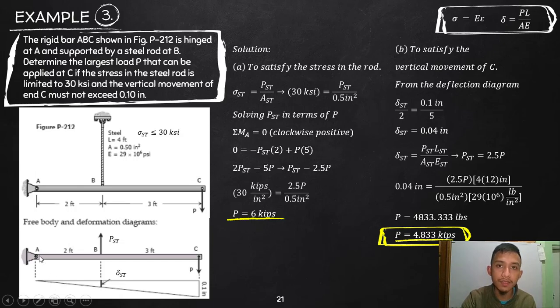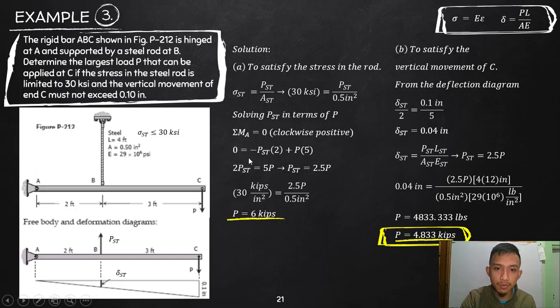So I will take a moment for me to cancel the reactions at A, so that I will only expose the reaction at your steel bar. I will get a moment at A. I will consider clockwise to be positive. What is the clockwise here? It is the product of force P times 2 plus 4 plus 3, which is 5. That is positive. And a negative for the moment of the reaction of the steel bar, since that is counterclockwise, times 2. That should be 0 for that to be in equilibrium.